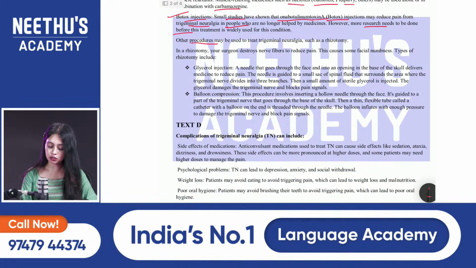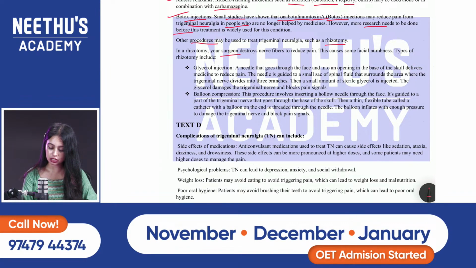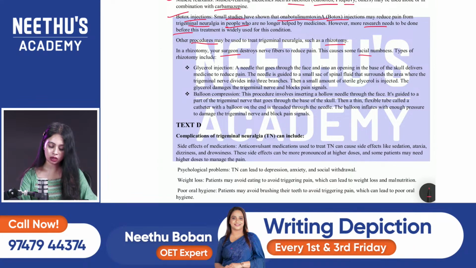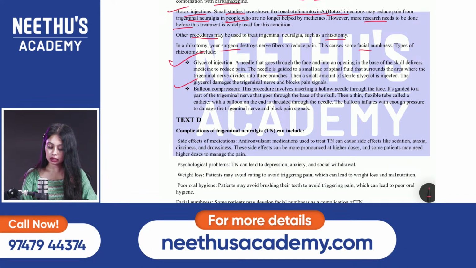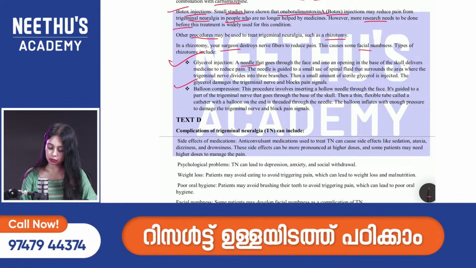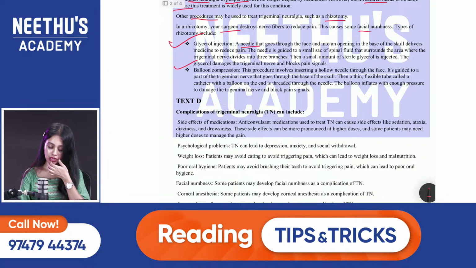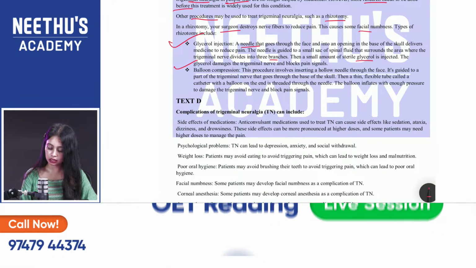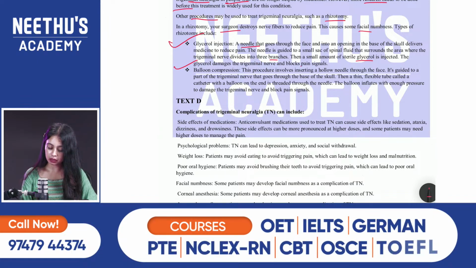Other procedures may be used to treat TN such as rhizotomy. Okay, so in rhizotomy, a surgeon destroys nerve fibers to reduce pain. This causes some facial numbness. Types of rhizotomy include glycerol injection as well as balloon compression. A needle that goes through the face and into an opening in the base of the skull delivers medicine to reduce pain. The needle is guided to a small sac of spinal fluid that surrounds the area where the TN nerve divides into 3 branches. Then a small amount of sterile glycerol is injected, and this glycerol damages the trigeminal nerve and blocks pain signals.